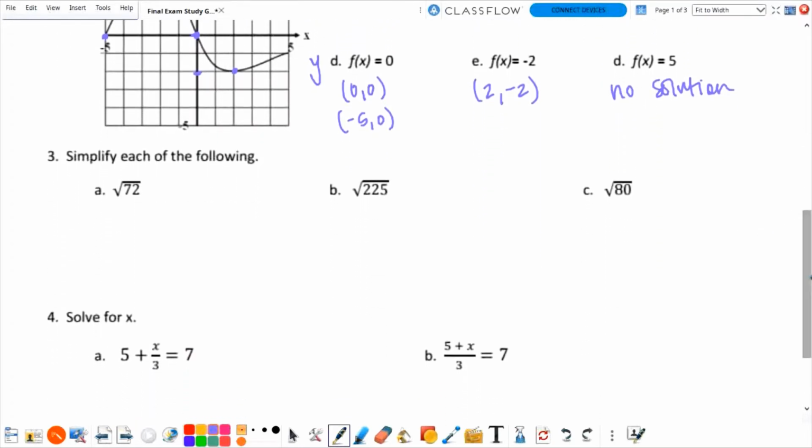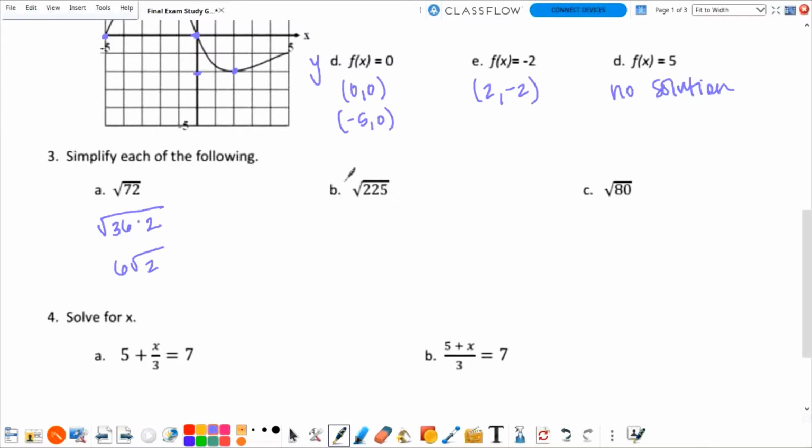All right, number 3 says simplify each of the following. So we just did this. It should be fresh on your mind, hopefully, and we need to find a perfect square that 72 is divisible by, in order to break it down into the simplest form, right? So 72 is divisible by 36, which we know is a perfect square. So we'll say 36 times 2. The square root of 36 is 6, and that square root of 2 will stay on the inside.